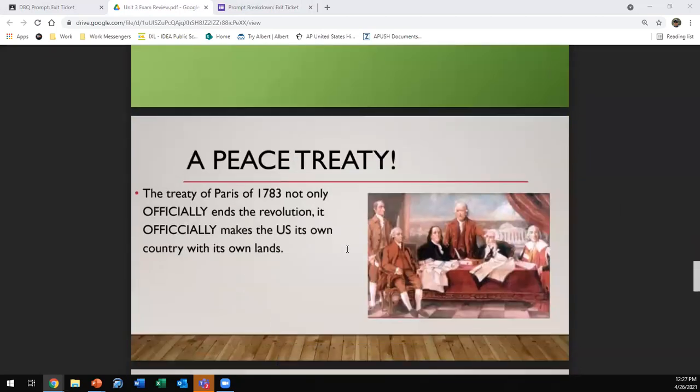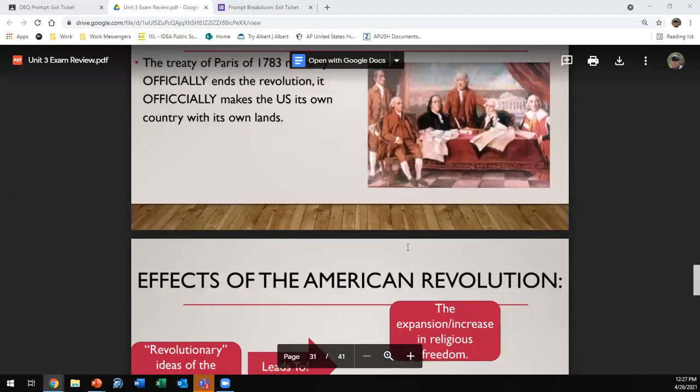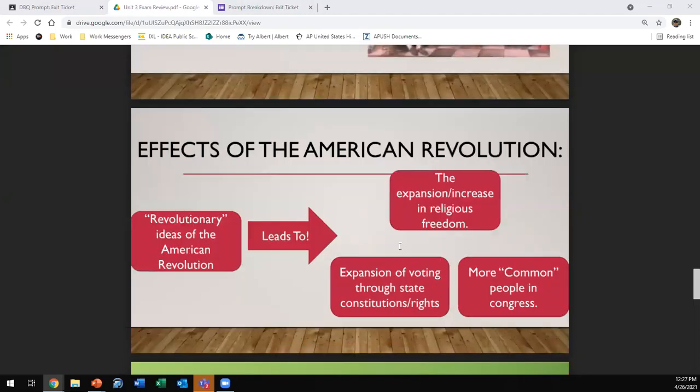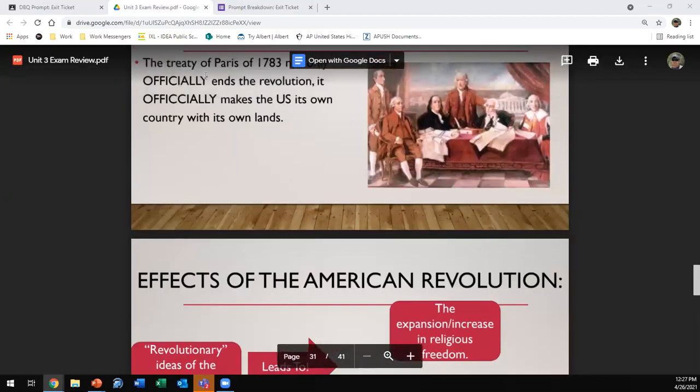Peace treaty that ended the war was the Treaty of Paris in 1783. It officially ends the revolution and makes the United States its own territory. Revolutionary ideas in America. All that means is it leads to common people being in Congress, expansion of voting rights, and increases in religious freedom, which wasn't allowed before. Now we're gonna get into all the stuff about government a little later.